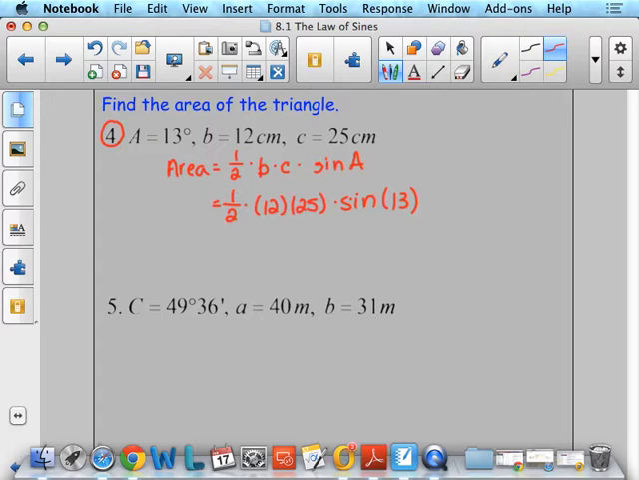okay, and you can just plug this whole thing into your calculator. Okay, same thing, make sure you're in degree mode, so plug in 1/2 times 12 times 25 times sine of 13. You should get 33.74. And since it is an area, if you look up here, each side is in centimeters. So it's going to be 33.74 centimeters squared.